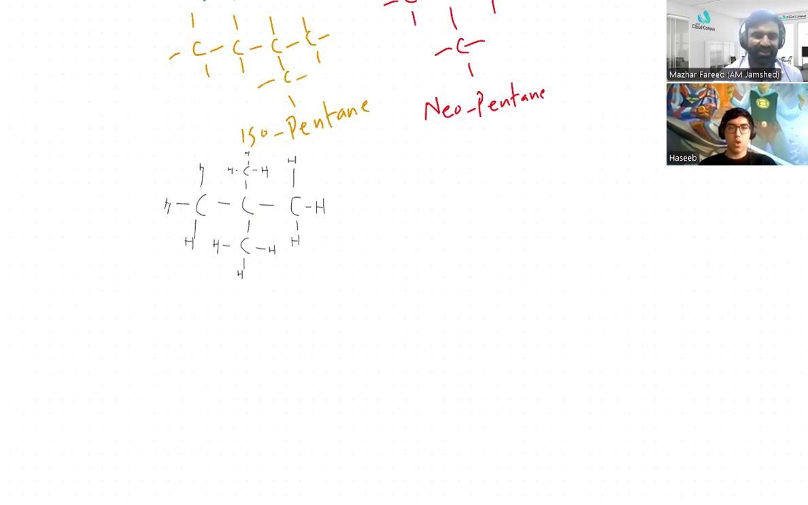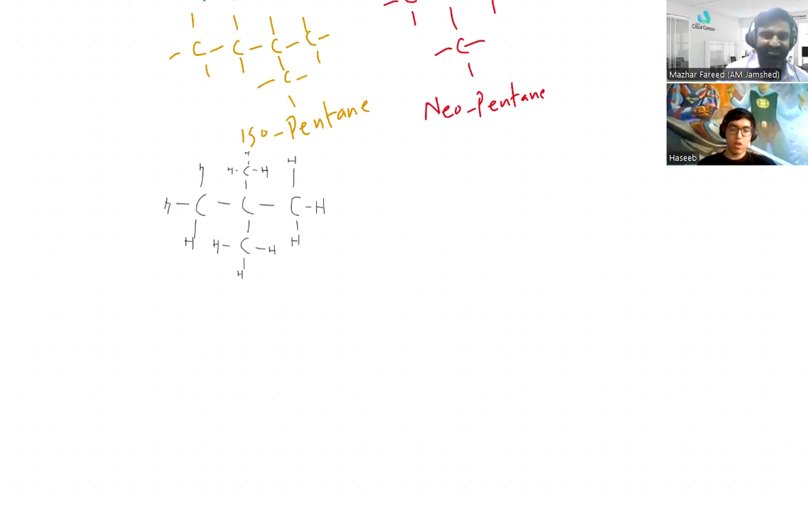So we have to explain another example. No, I think I understand it. You want to explain another example of this? Can you explain what cis-trans isomerism is?